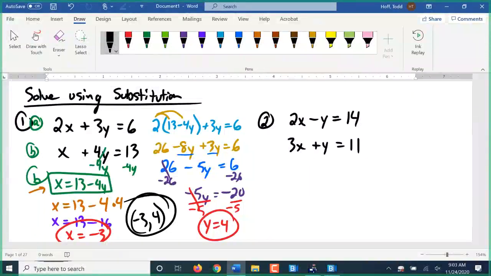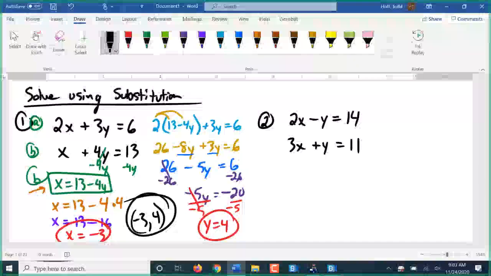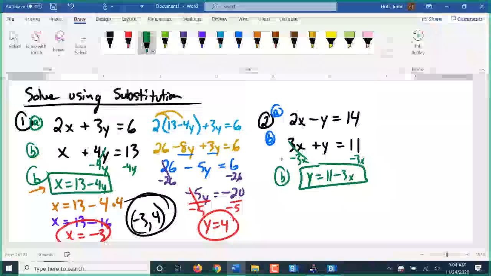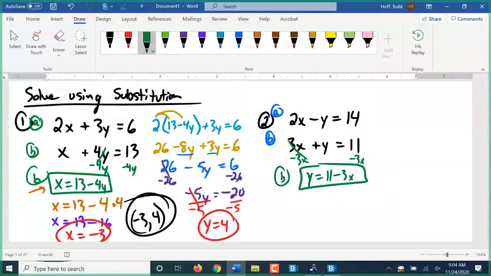System number 2 over here, we have to be just a touch careful. The top equation would be fairly easy to solve for y, but we have that negative in front of the y, the minus in front of the y that we'd have to be careful of. Our second equation is actually very simple to solve for y. So I'm just going to label them A and B again. So we're going to solve equation B for y by subtracting 3x. So we get y equals 11 minus 3x. That's our equation B, still just rearranged to be solved for y.